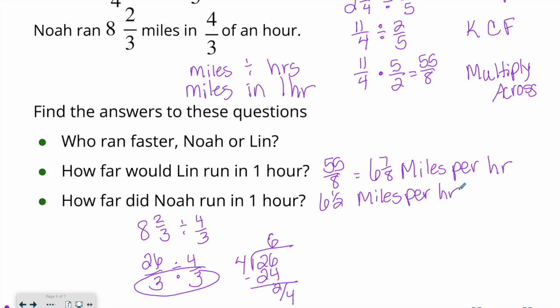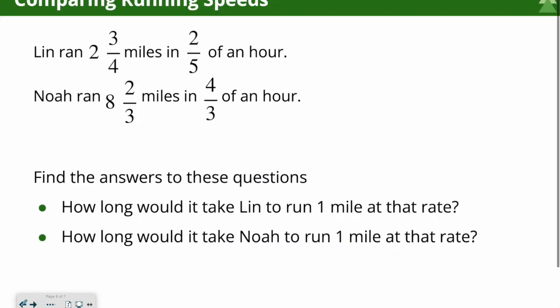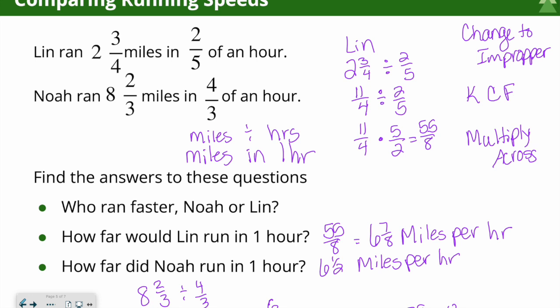We could have done the keep, change, flip, 26/3 times 3/4 and ended up with 78/12. And if I divide both of those numbers by 6, we end up with 13/2, which is 6.5. So who went faster? Well, 6 7/8 miles is further than 6.5, which means Lynn went faster.